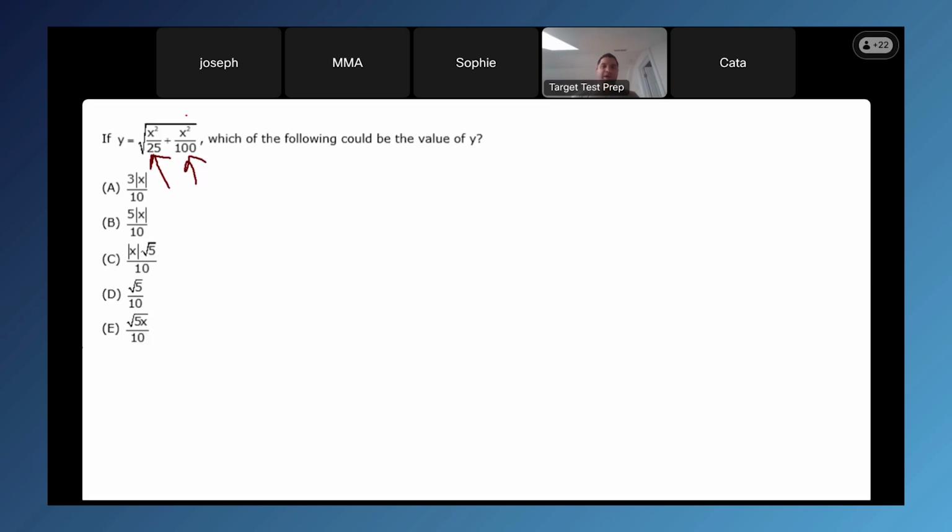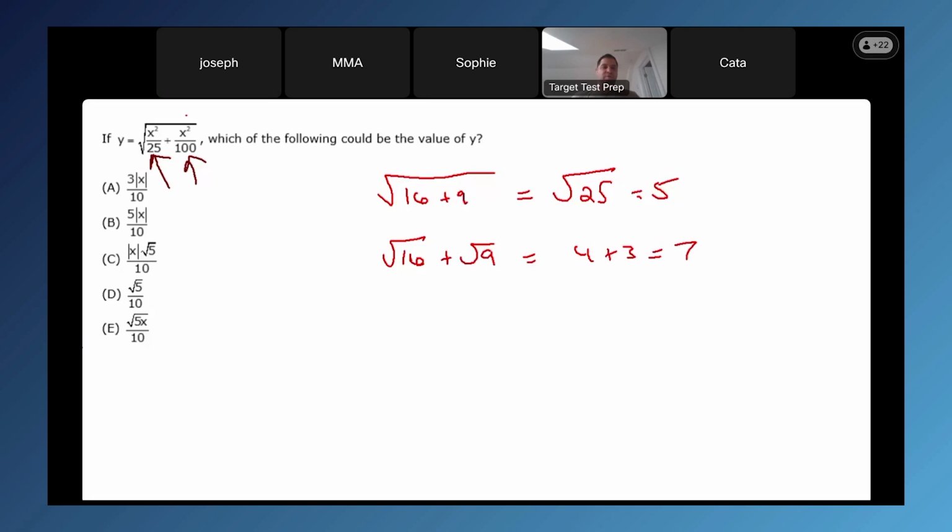So if you're ever wondering about that, a very simple example we give in the chapter: square root of 16 plus square root of 9 is square root of 25, right? Which ends up being 5. Now, square root of 16 plus square root of 9 is 4 plus 3, which is 7. Clearly, these two things aren't equal to each other. So that's the way to look at this here.